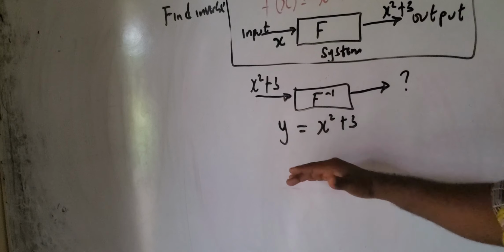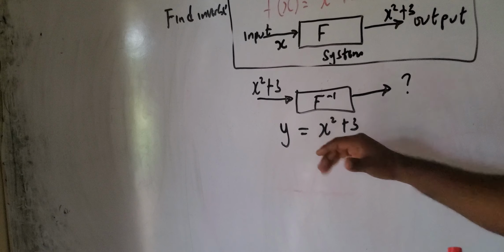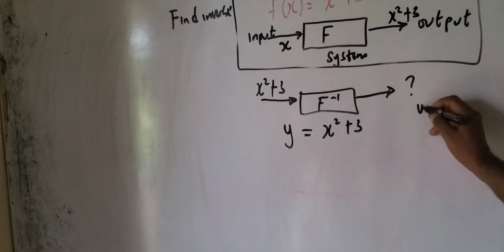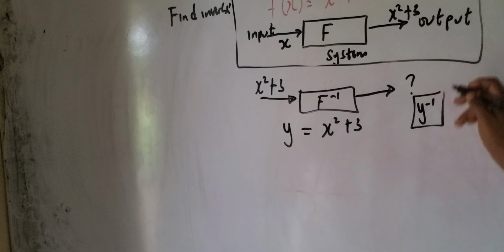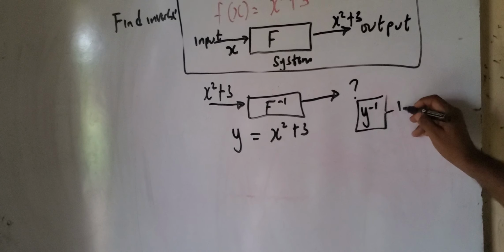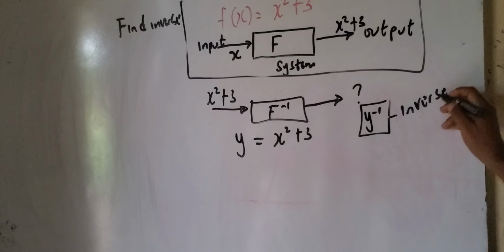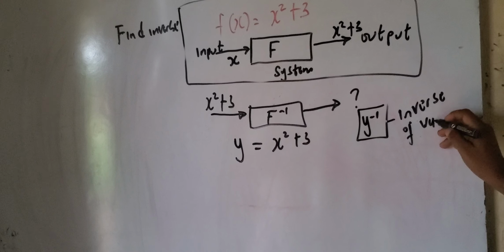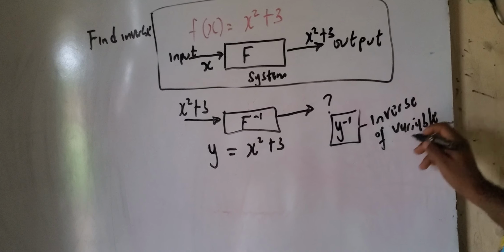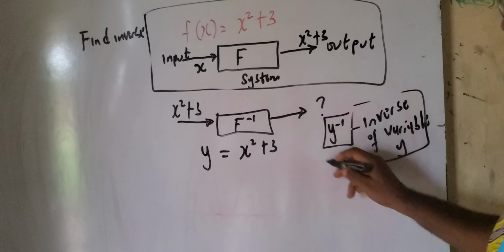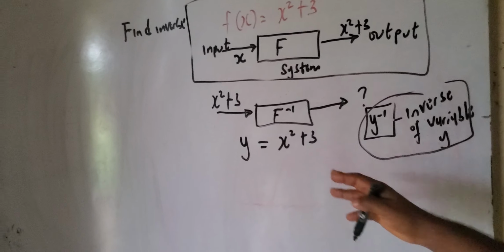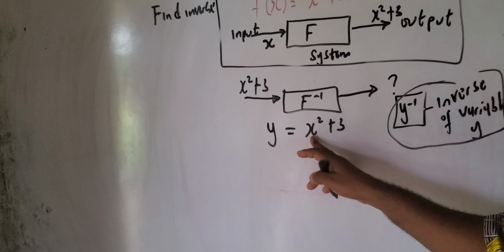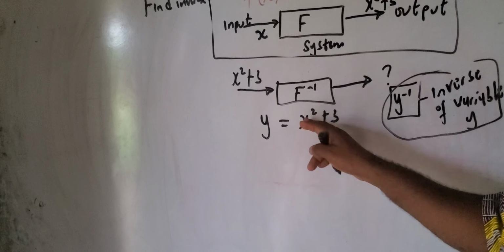Before I work it out, the inverse is normally written as y raised to power minus 1. This is called the inverse of variable y. That's the mathematical expression for inverse. So what we normally do is to make x the subject of the formula. So how do we do that?